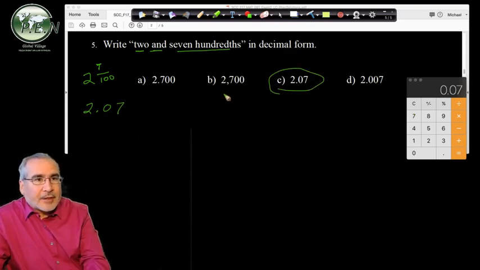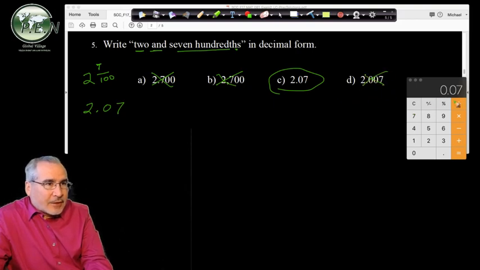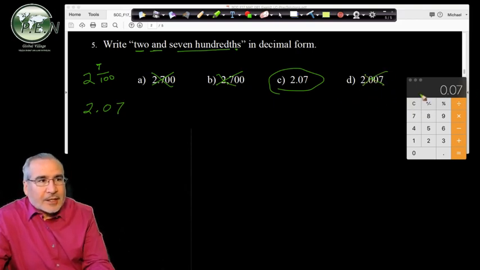Here's a 700, but it's got the th on the end, so that means it's a decimal. This is not correct. That's 7/10 actually. The following zeros on decimals have no meaning. This is 2,700, so that's not correct. And this is 2 7/1000ths, not hundredths. So watch the decimal places and use your calculator when needed.